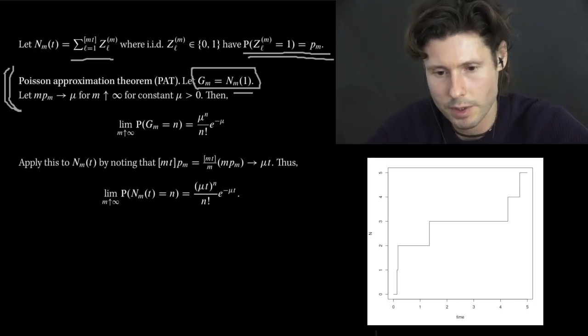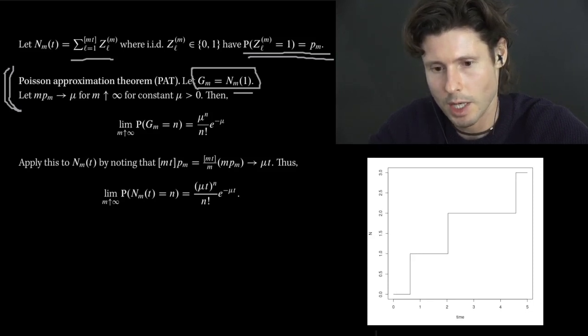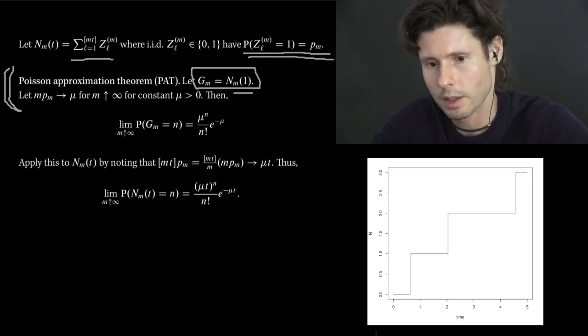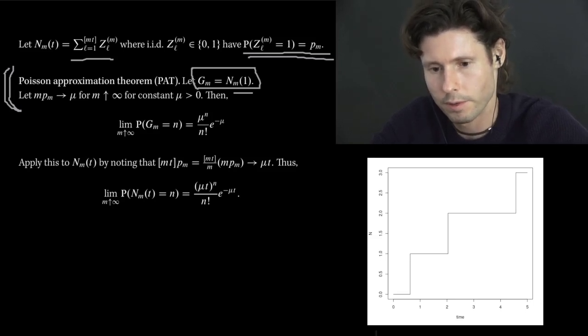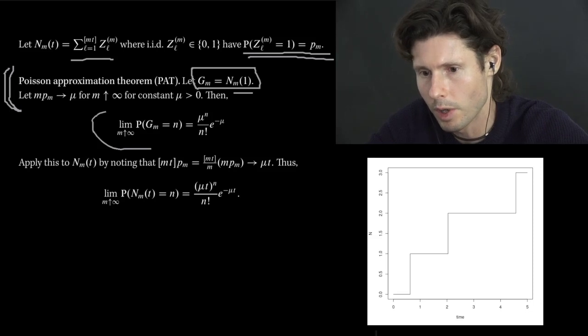Let me see for a second what the value of m is here. So here the value of m is actually 1000 on the picture on the left. So that has gone quite a bit far in converging to the Poisson process. In any case, back to the Poisson approximation theorem.